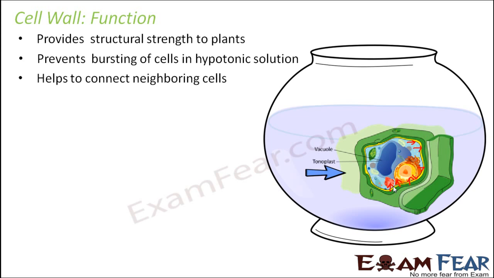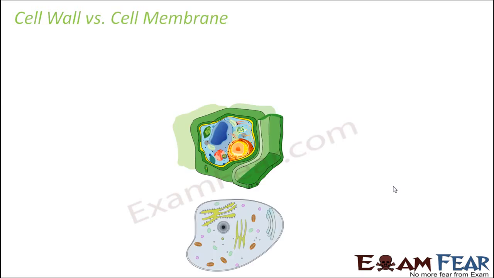It helps to connect neighboring cells, as I said, by the presence of tiny holes called plasmodesmata. It provides protection against injury and invasion. Since it is a rigid, tough layer, it also acts as an additional protection. So with this, we ended our discussion on cell wall.